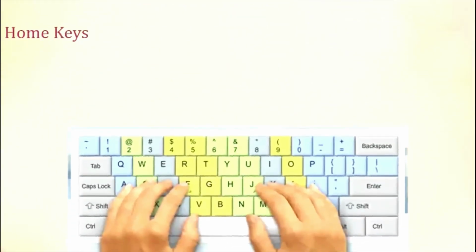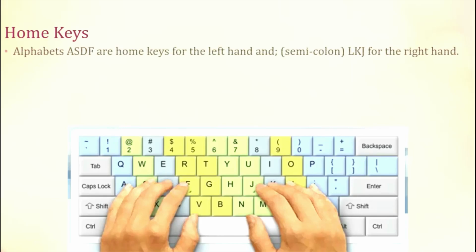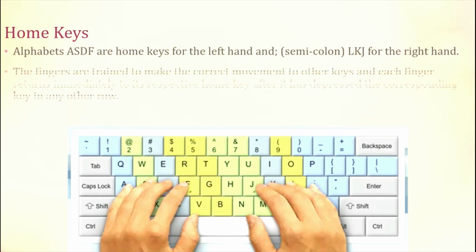As you can see, there is a keyboard, and the row on which the hands are placed is the home keys row. A, S, D, F, J, K, L and semicolon are the home keys. The alphabets A, S, D, F are home keys for the left hand, and semicolon, L, K, J are for the right hand.